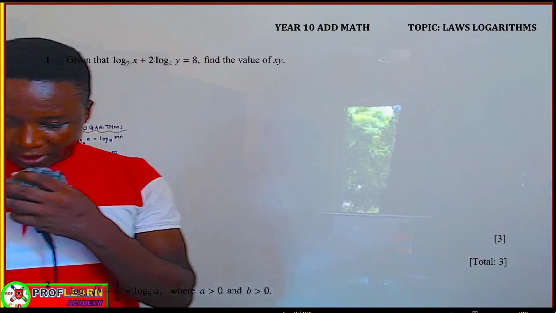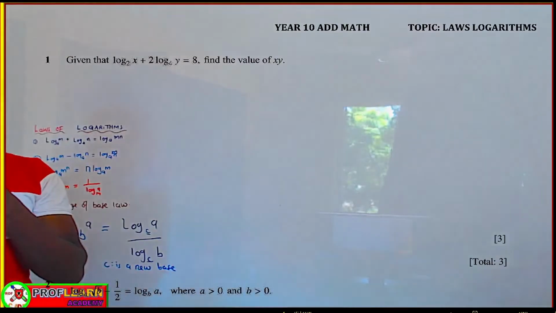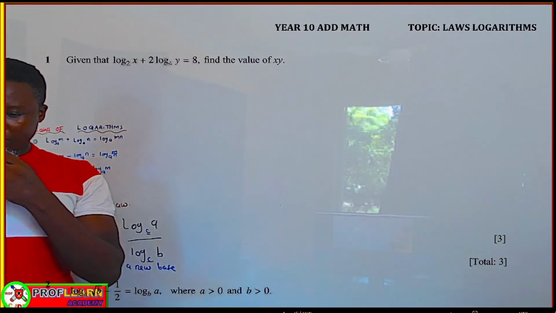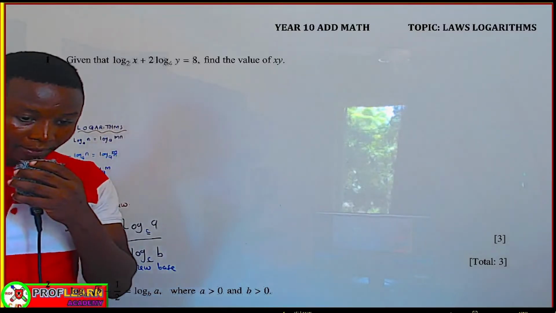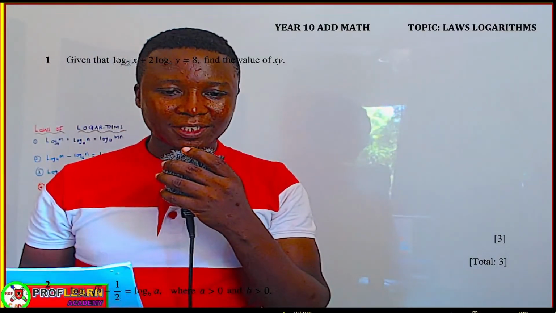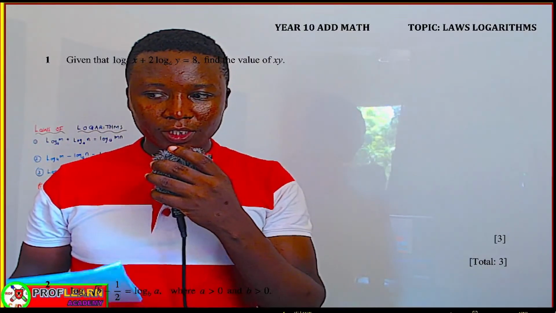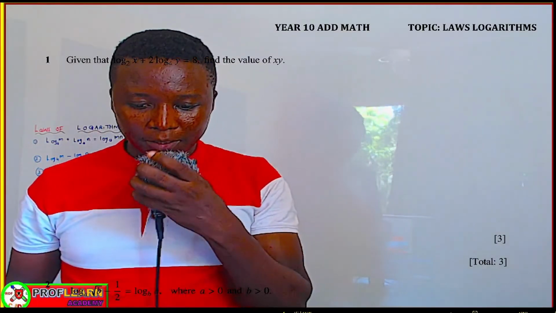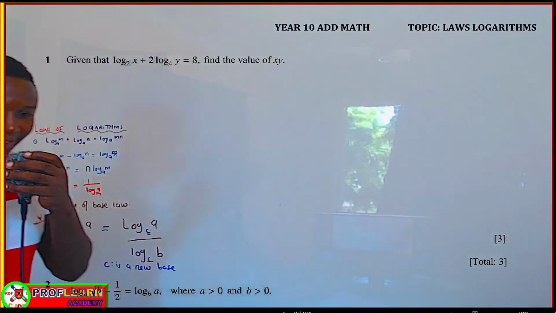Here I can see we are given a question: log x base 2 plus 2 log y base 4 equals 8, and we are supposed to solve for the value of y. The first thing you need to do in this particular question is to check the bases to see if they are the same, because if the bases are not the same, you cannot proceed until you are able to make the two bases the same.